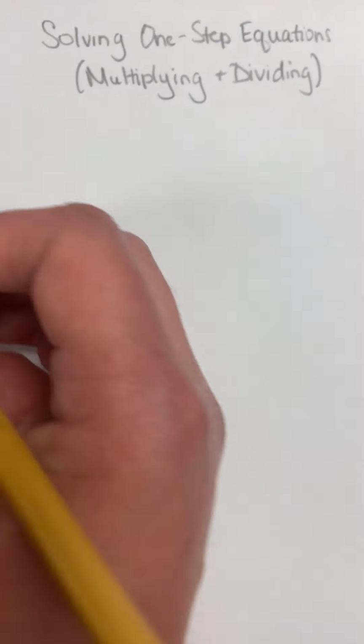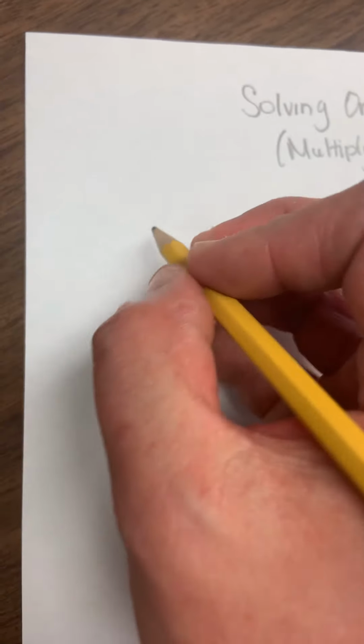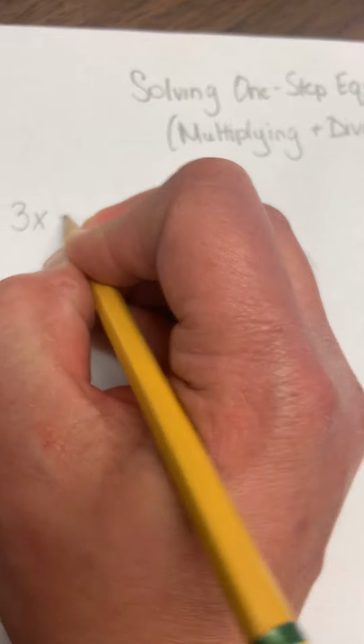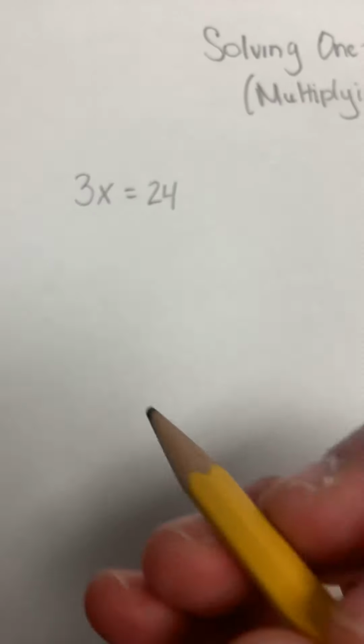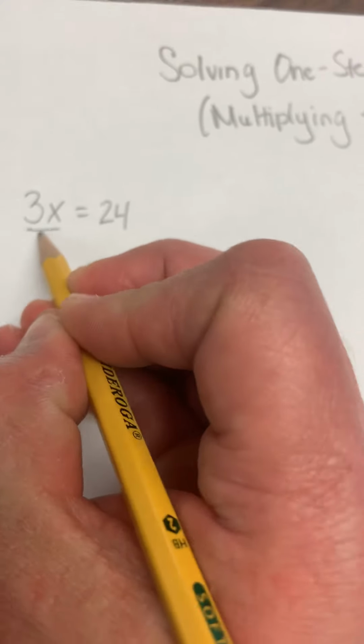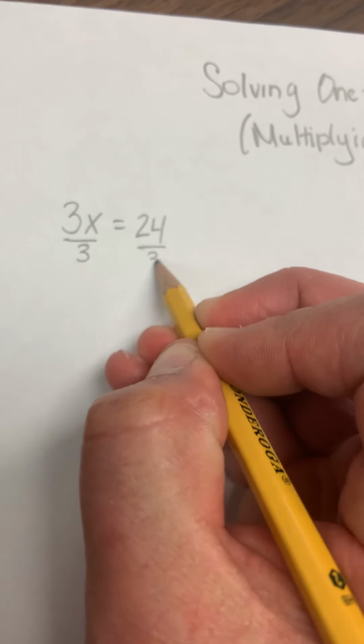So let's try a couple. My first example, I'll do 3x equals 24. Now what this means is 3 times a number equals 24. So in order to solve a multiplication problem, we have to use division. And again, what we do with one side, we have to do to the opposite side of the equal sign. So in order to undo multiplying, we divide by 3 on both sides.